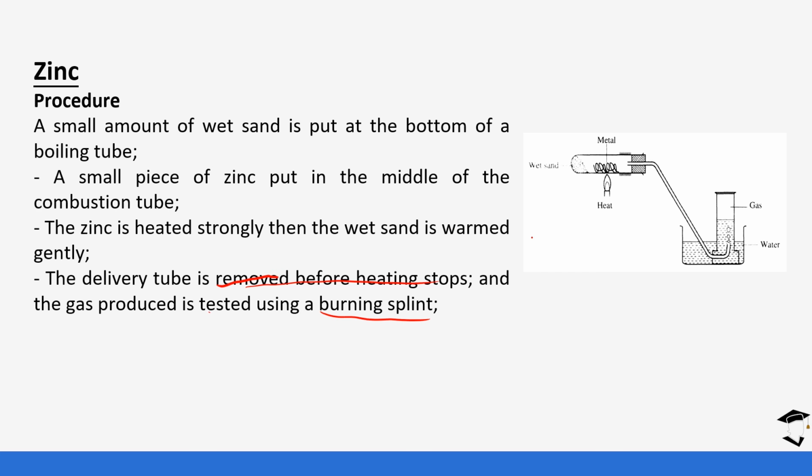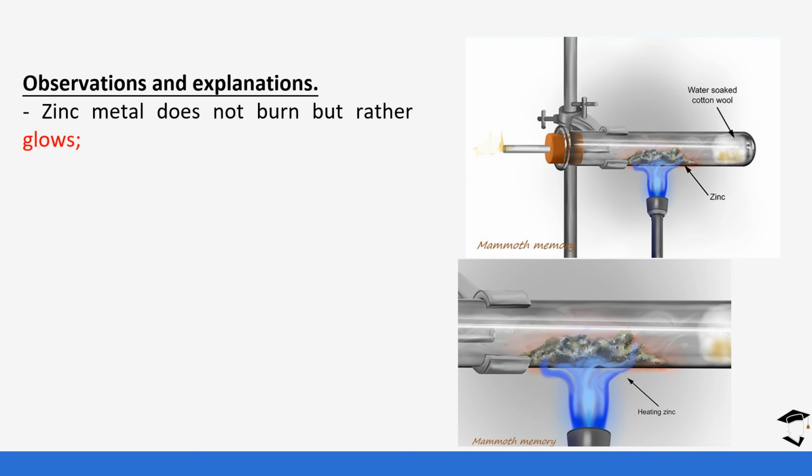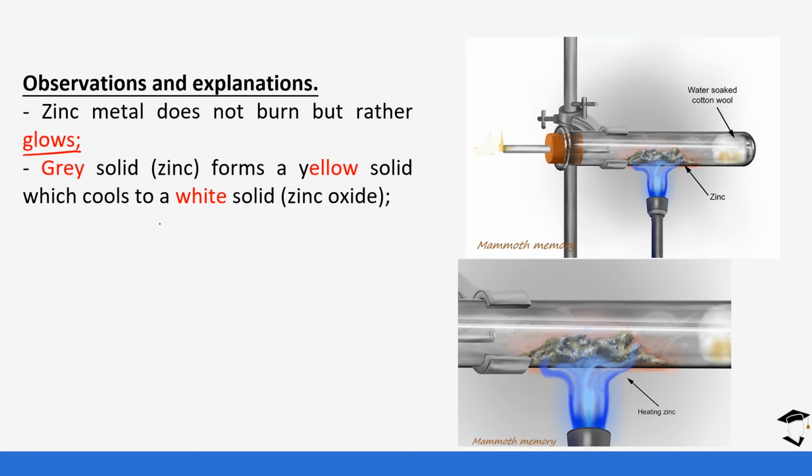The resultant solution was also tested, and then we are also going to remember to look at the observations on the metal as well, just like we did before. So the first thing that we observe is that zinc metal does not burn, rather it glows. This is completely contrary to what we noticed with aluminium and also with magnesium. So zinc glows, and then the gray solid will change to form a yellow solid.